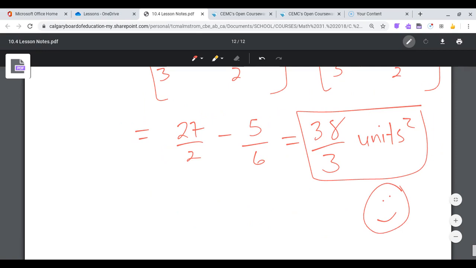So good luck to you guys while you do this lesson. And we have one lesson left, which is looking at the trapezoidal method. So good luck to you guys, and I'll see you in the last lesson of chapter 10.